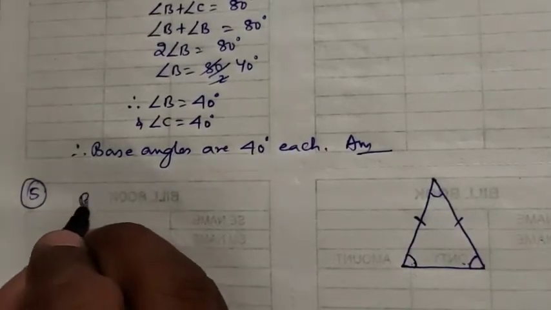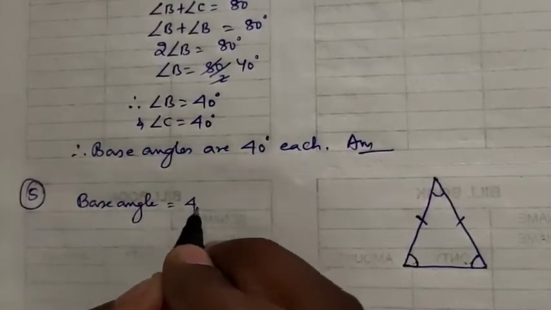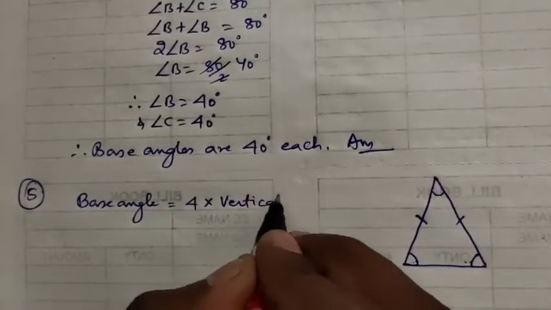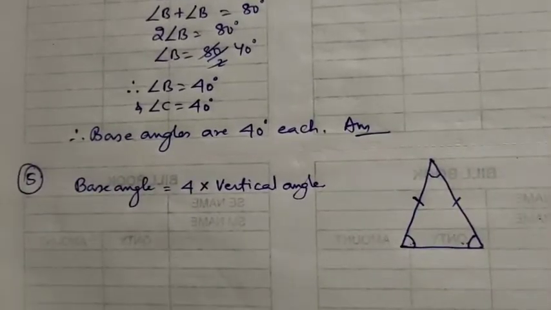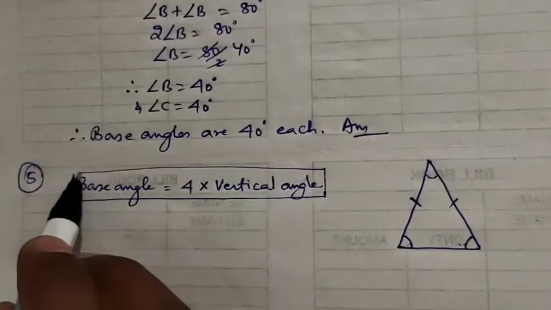That base angle is equal to 4 times the vertical angle or vertex angle. Whatever you want to speak, you can speak. Now this is the relation, and according to this relation we have to solve this question.